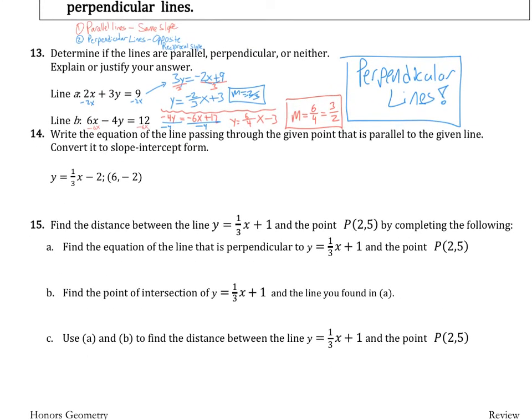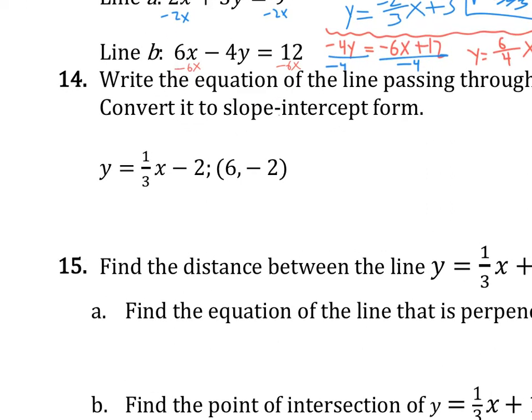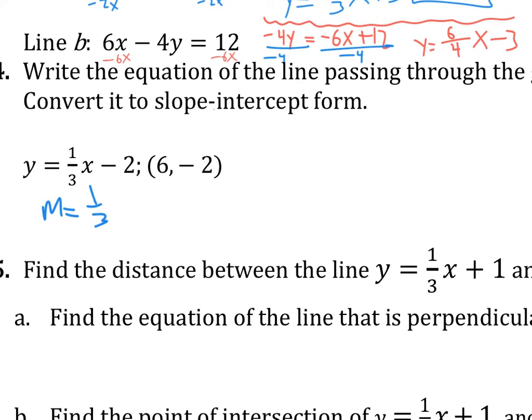Now we're going to write an equation for a line that passes through the point here that is parallel. So we want it to be parallel. So we look at our line and we notice, hey, this has a slope of 1/3. So our parallel line is going to have a slope of 1/3. Okay? And so we know our slope is 1/3. We know our points, a point that is.